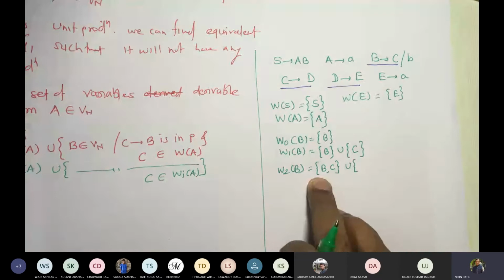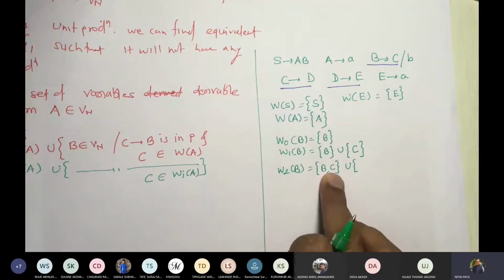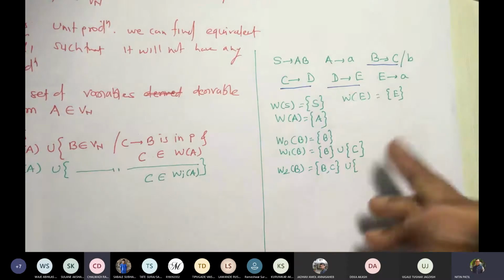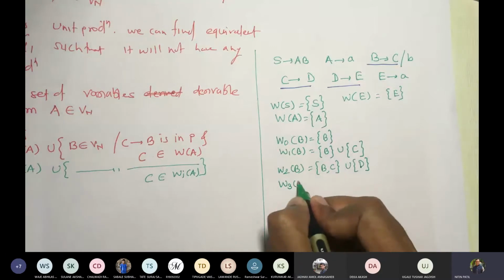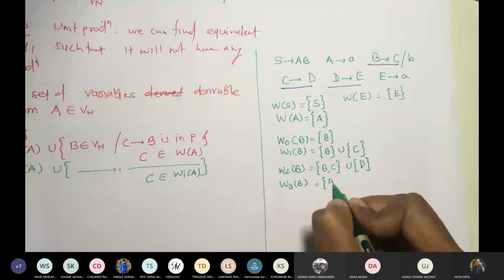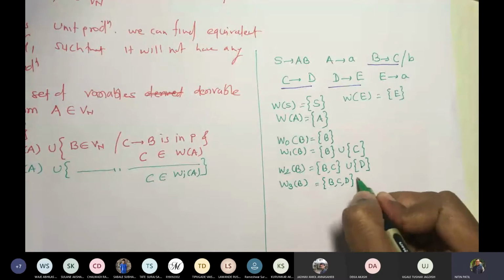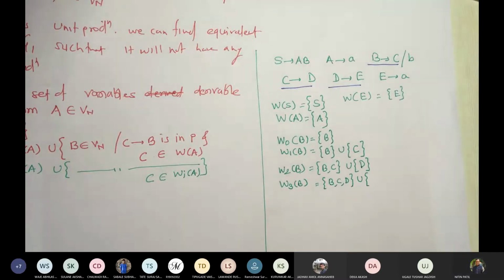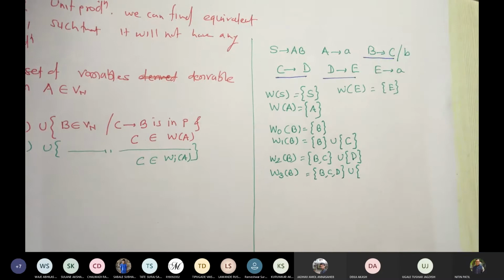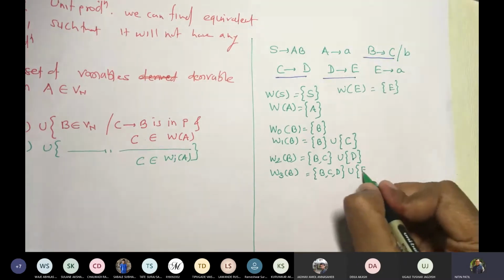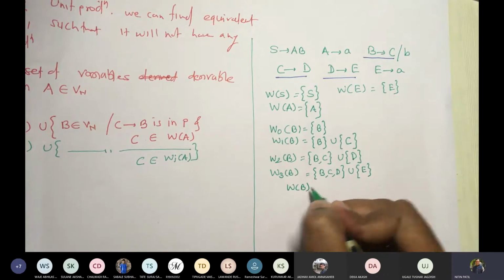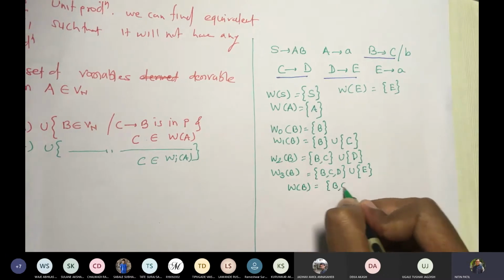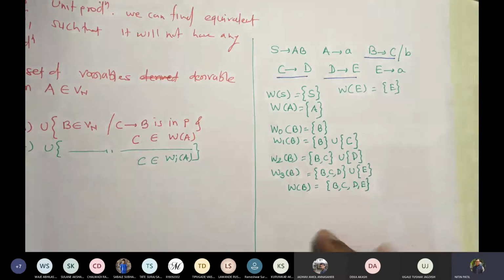Now there is no unit production for B remaining, which we haven't covered. So is there any unit production for C? Yes. What is that? C gives D. That's why we will include D over here. Correct. W of B, B, C, D. Union. Is there unit production available for D? E. Yes. So we will include E. Very good. So now we know that there is no further production, so we'll stop this construction. WB would be what? B, C, D, and E. Is that fine?